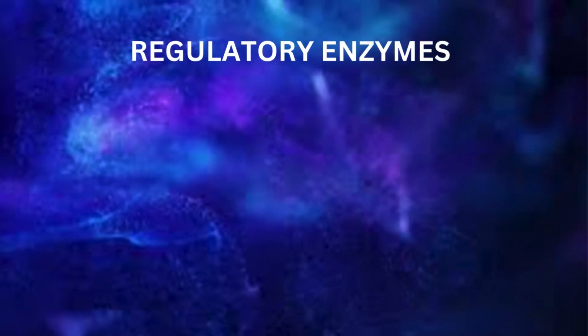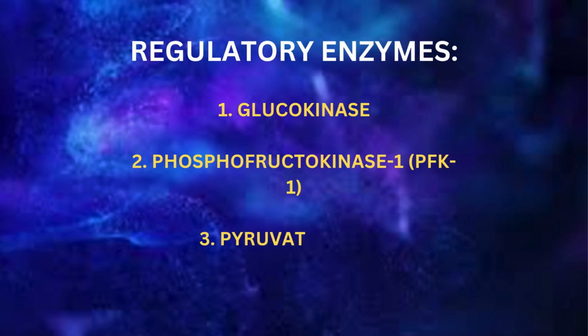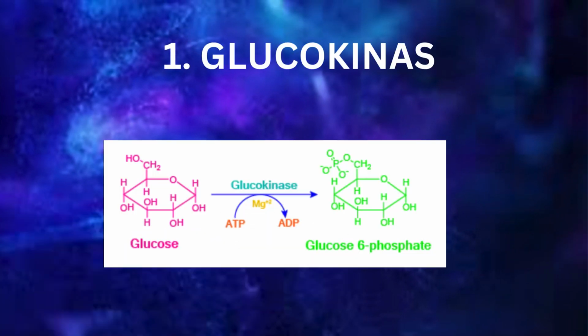Regulatory enzymes of glycolysis. There are 3 irreversible steps in glycolysis. These are the regulatory steps, and we are going to look at them one after the other. The enzymes that catalyze these reactions are displayed on the screen. 1. Glucokinase.